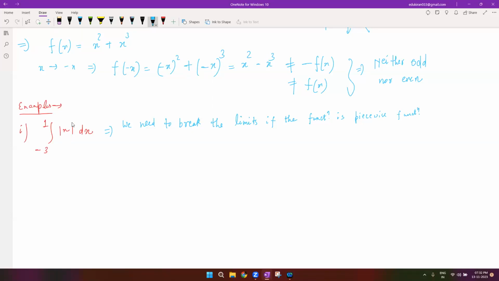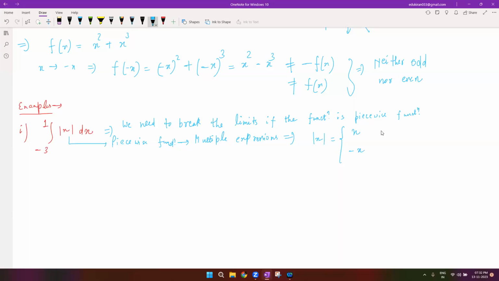In this case, we can't directly integrate mod x. We can integrate x or minus x. Because mod x is a piecewise function, it is defined with multiple expressions, I mean two or more than two. You know how to define mod x? Mod x is either x or minus x, depending on the values of x.